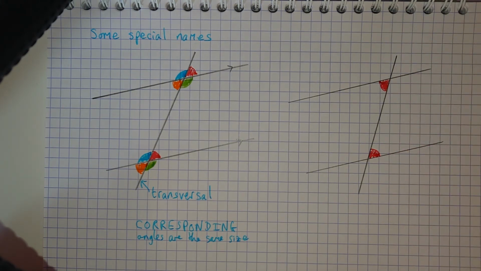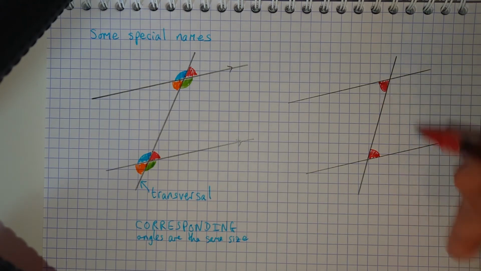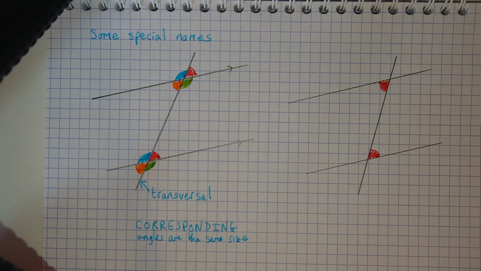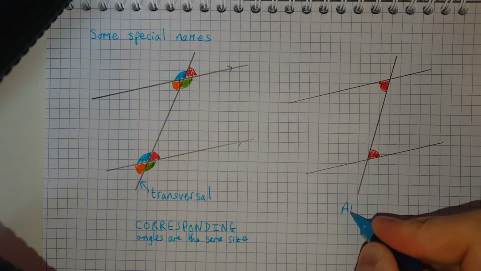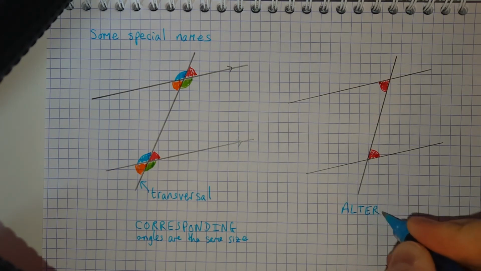We call these alternate angles. It's not the most bizarre name, is it? Because they're in alternate positions. This one's below and to the left, this one's above and to the right. So they're alternate angles. And once again, they are the same size.